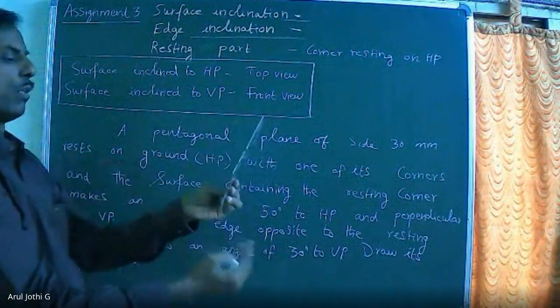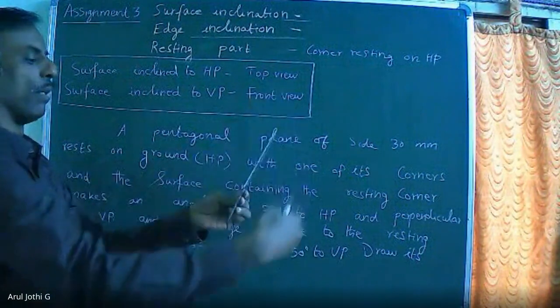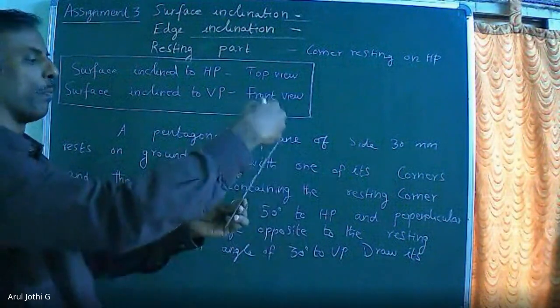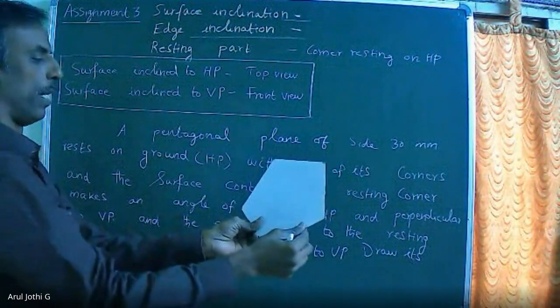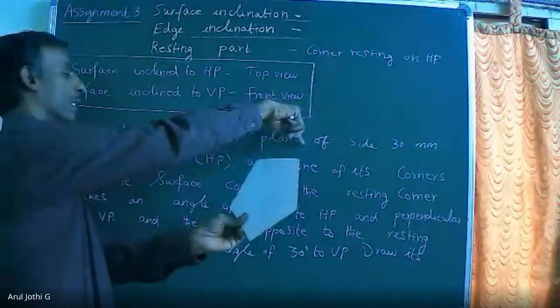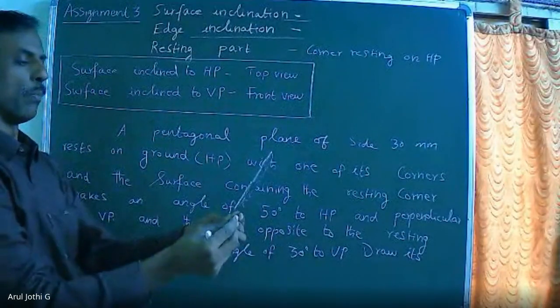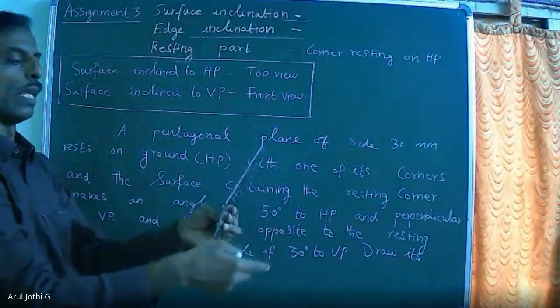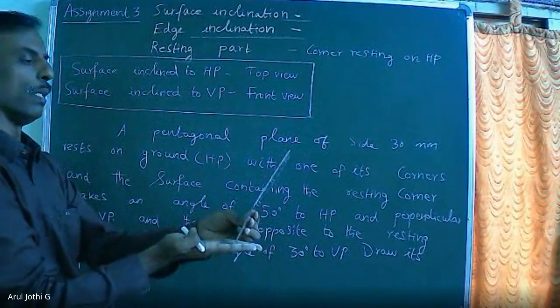Now in this position you are getting one apparent top view. Here this edge is available here. So this opposite edge should be inclined to VP in the final diagram. Now this edge is inclined 30 degrees to VP in the final diagram. So this is our second position. The plane is inclined 50 degrees to HP, and one of the corners is lying on HP.